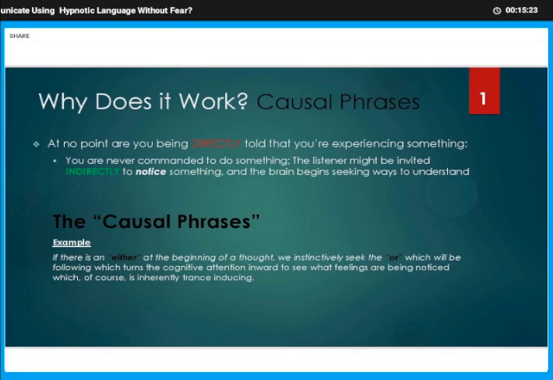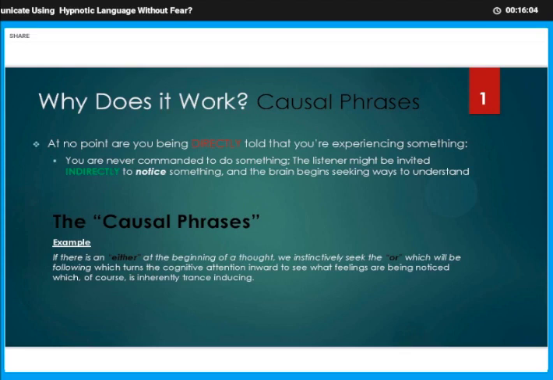Causal phrases in linguistics are any time that there's an "either" at the beginning of a thought, we instinctively seek the "or" that's coming. So our brain can't really begin to look ahead until it gets the fulfillment of that syntax. It has to get the fulfillment of the either and the or before the brain begins creating its own imagery to coincide with that phrase. Does that make sense? Great.